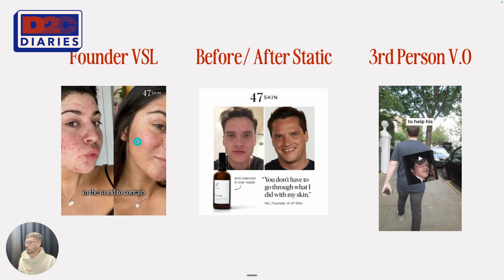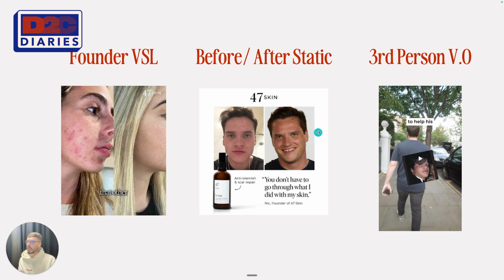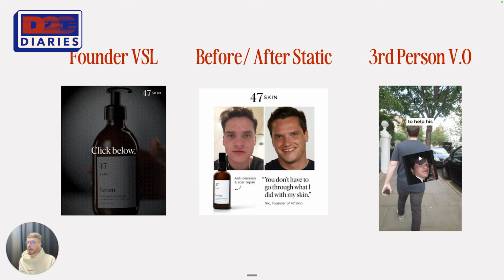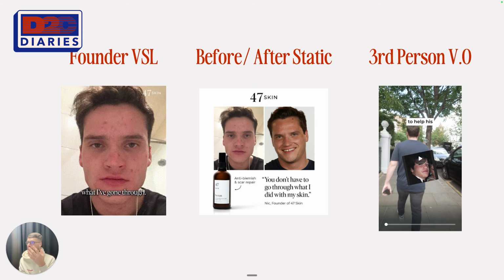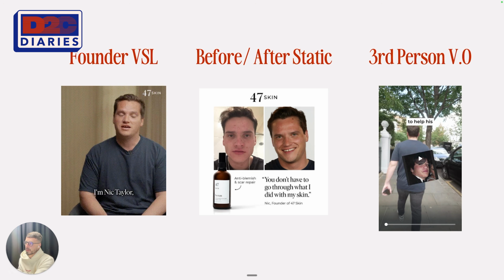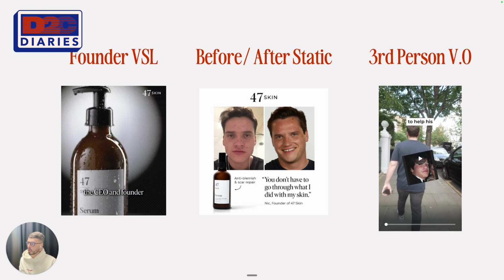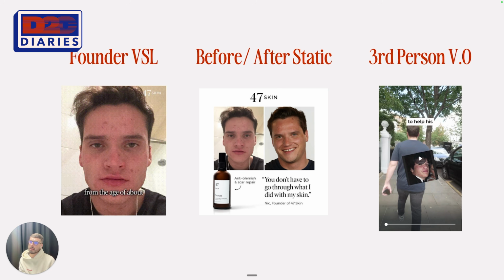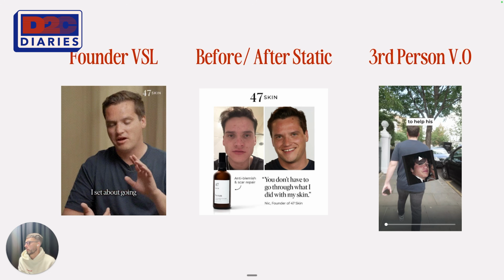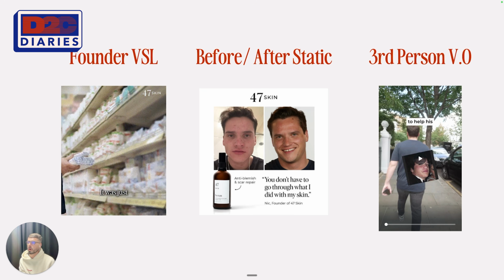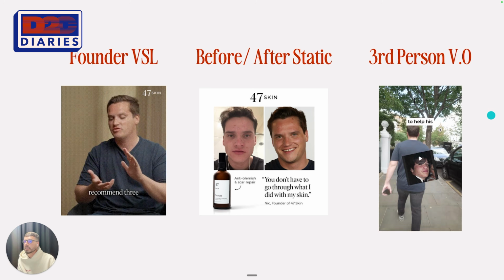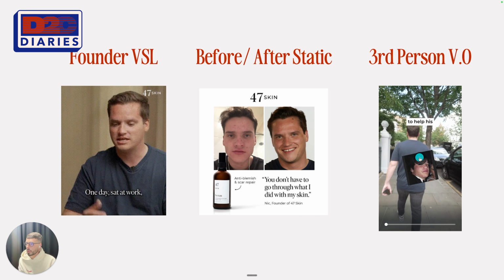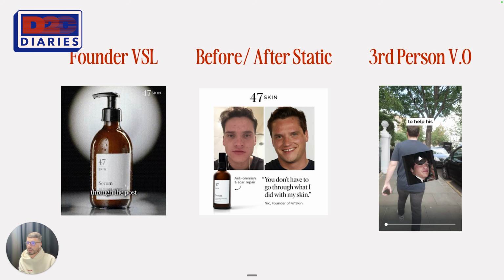We took an original founder VSL. We then did a before and after static winner, taken into a different format. And this one is a great example again. We've taken the original high prod founder story, and flipped it into a third person narrative, so it's talking about Nick in the third person. Off the back of that, we've found another winner, and we've been able to drive more incrementality as a result. We've used different visuals with a different hook as well. I'll just show you a quick couple of moments of this so you can get an idea.